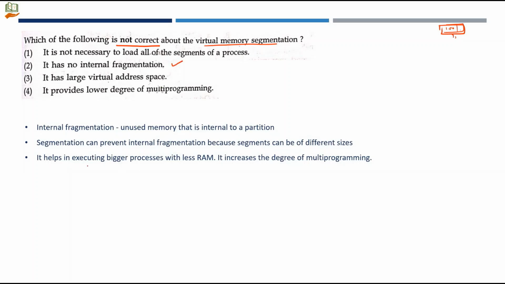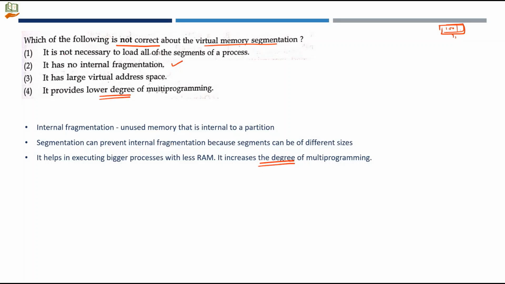It helps in executing bigger processes with less RAM. It increases the degree of multiprogramming. Degree of multiprogramming means you can go with more number of programs or more number of processes. In that case, this point is actually contradicting the 4th statement.